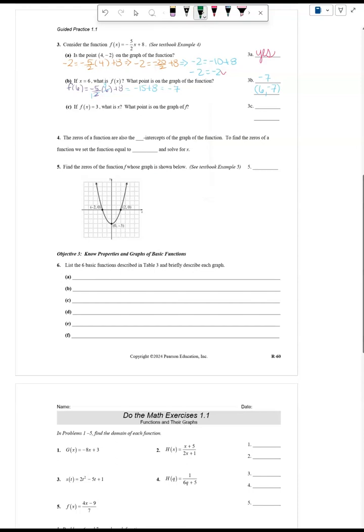Okay, let's do C now. So if f of x, that is if y equals 3, then what is our x? So this time we're going to solve for x. Okay, so we're going to say 3 equals -5/2 x plus 8. So to find out what x is, we've got to solve for just x. So we always move the man who stands alone. So let's subtract 8 from both sides. So 3 minus 8 is going to give us -5, and that is going to equal negative 5 halves x.